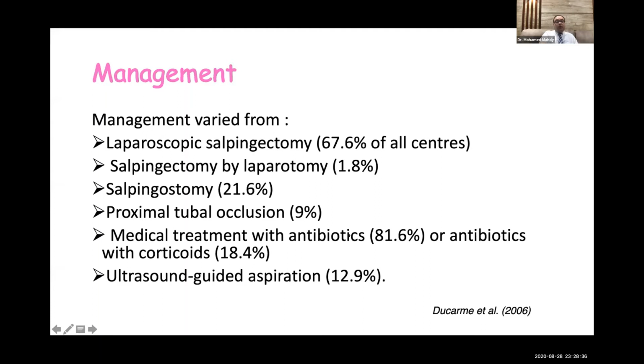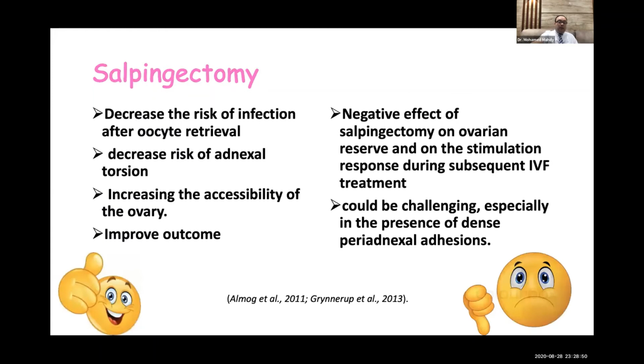About 81% give antibiotics, about 18% give antibiotics with corticosteroids, and about 12% do ultrasound-guided aspiration. So we'll discuss each point. First, salpingectomy. What is with and what is against?